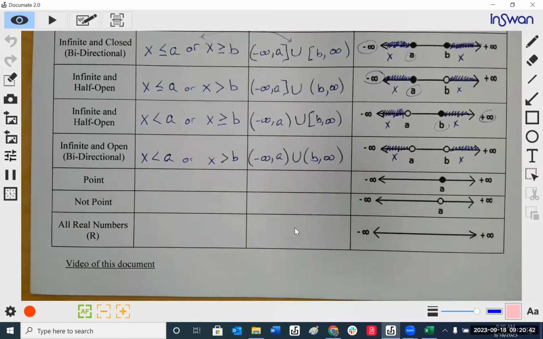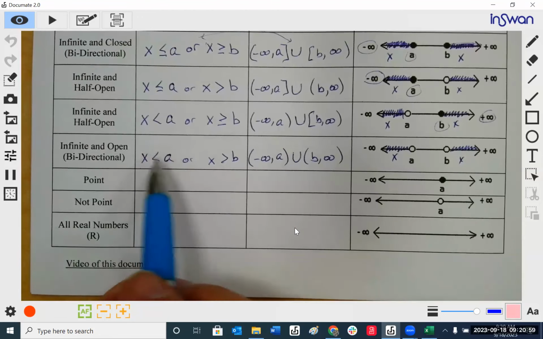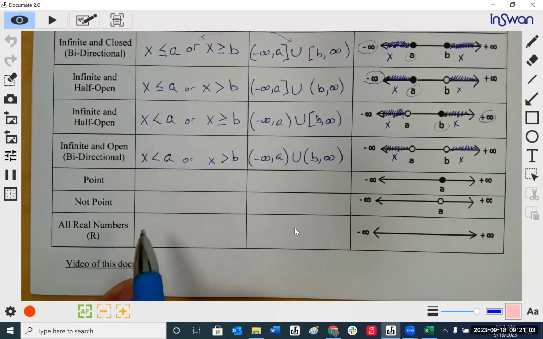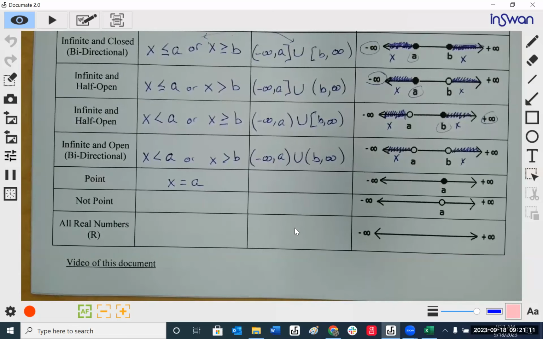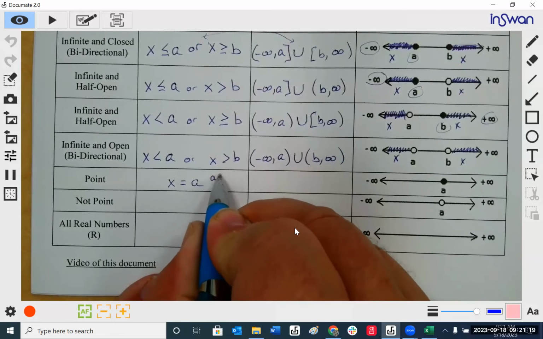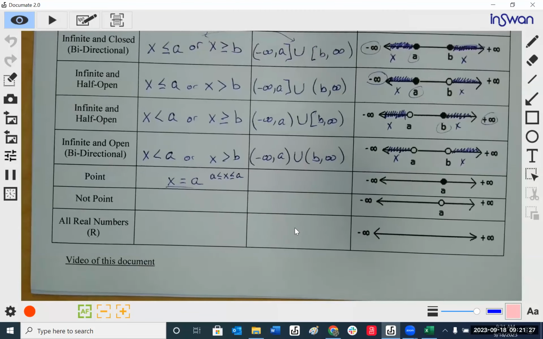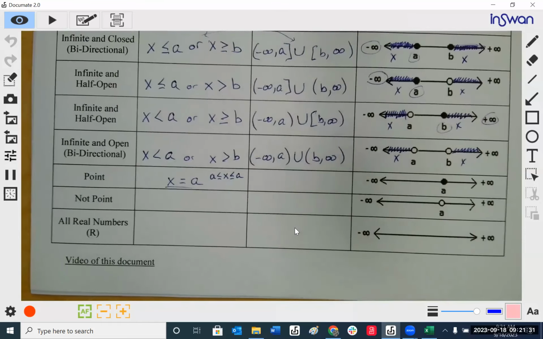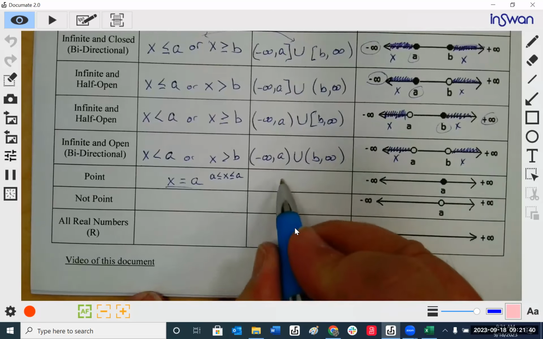Now, the last three are the most difficult ones. How do I represent a point in set notation? Exactly. That's a point. Or if we wanted to, which would be ridiculous, extra writing, we'd say A is less than or equal to X, which is less than or equal to A. But this makes it much easier to write. How would I put it in interval notation? What symbol says we can use it? Bracket or parenthesis? Bracket. So this one would be bracket A.